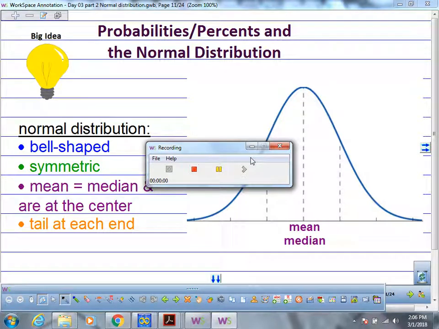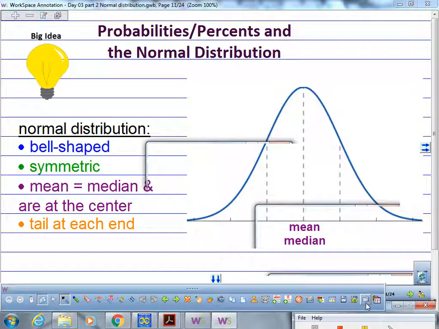So today we're going to continue our discussion about standard deviation, and we're going to kind of make sense of it today. We're not going to actually calculate it. We'll do more practice with that tomorrow.